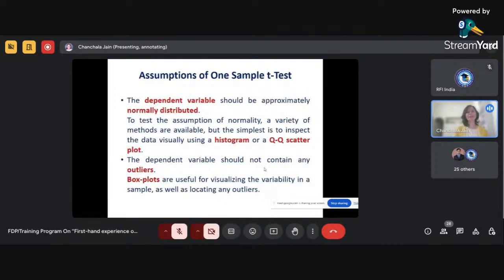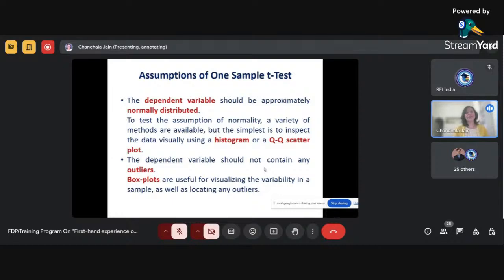Next says the dependent variable should be approximately normally distributed. So your continuous variable should be normally distributed. That you can check. I think you can recall the previous session where we saw how we can check the normality. Using graphical methods or numerical methods, we can check the normality of the variable.